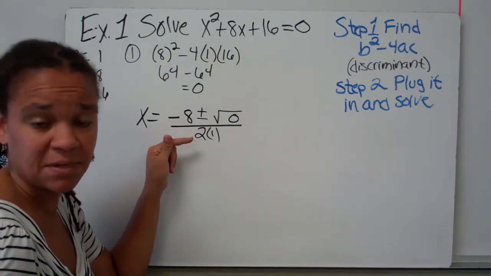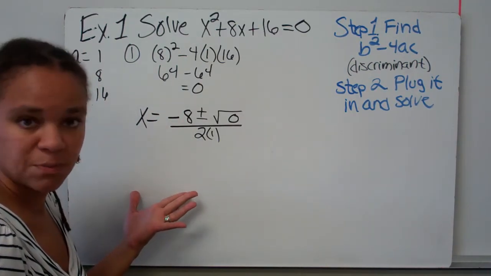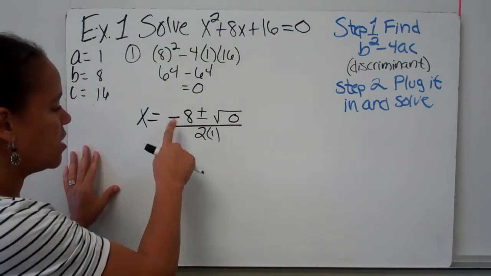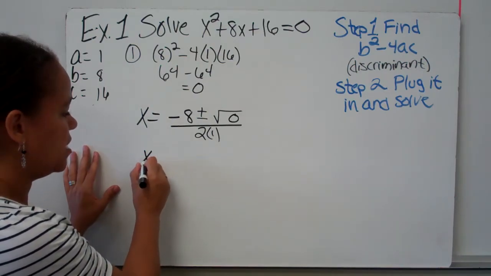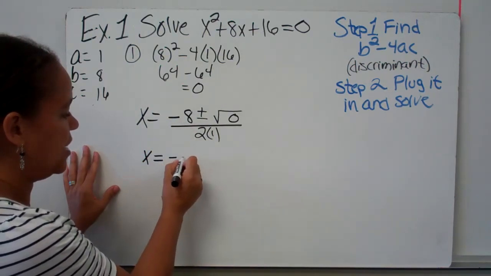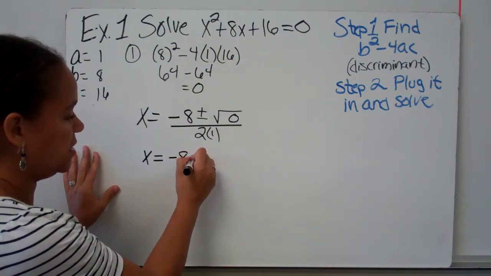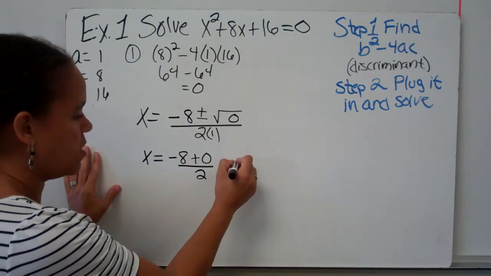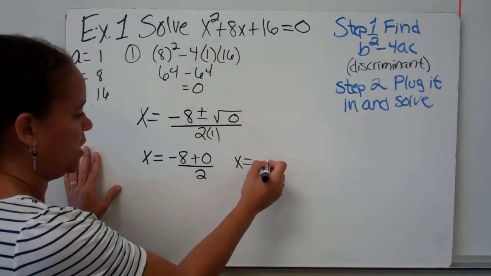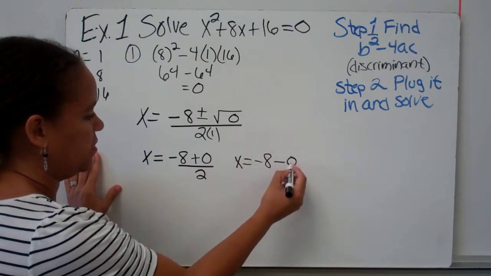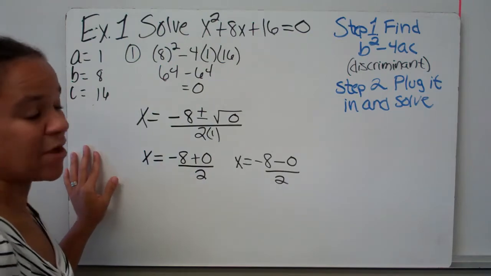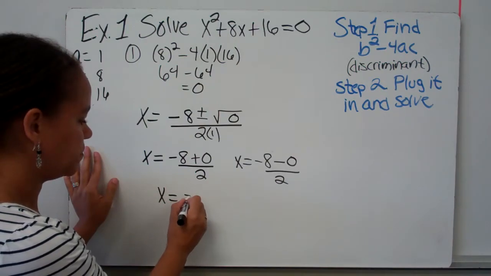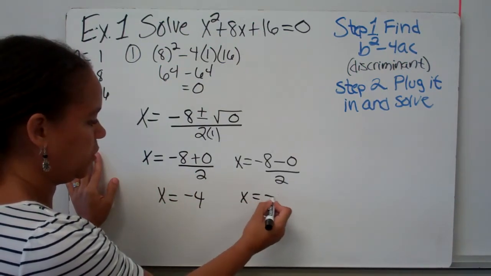So let's see how we break this down. The plus minus means there's going to be 2 answers. And think about it, most parabolas cross the axis 2 times, so there should be 2 answers in most cases. So here, let's say x is equal to negative 8 plus 0, that's square root of 0 is 0, all over 2. Or x is equal to negative 8 minus 0 all over 2. Now, this case happens to be the same one because 0 doesn't matter. So x is equal to negative 4.